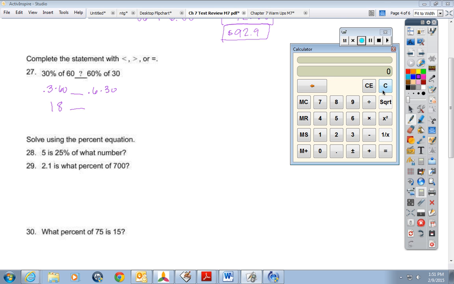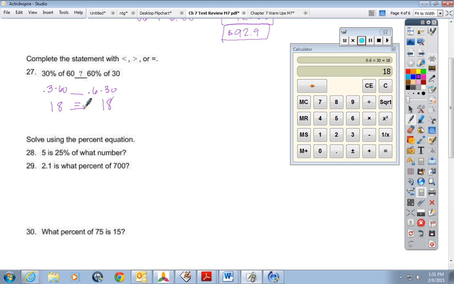Equals. Right? Now, 28 and 29 and 30 say solve using the percent equation, but I have a feeling that most of you are probably more comfortable with using the A over B is P over 100, because that's kind of what we did the majority of the chapter. So we're going to do this.